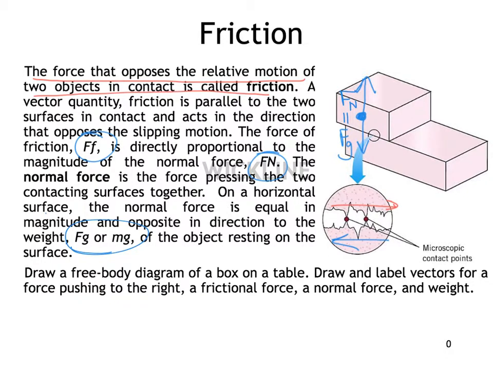So for here, I want you to draw a free body diagram of a box on a table. Draw and label vectors for a force pushing to the right, a frictional force, a normal force, and a weight. So I'll do that for you. Here's my box, and we need a force that's going to the right. I'm going to call that one Fap. That's the applied force. And the frictional force is going to be equal in size to the applied force if the box is moving at constant speed. I'll get to more about that later, but let's say that the box is not accelerating. I'll just write that in.